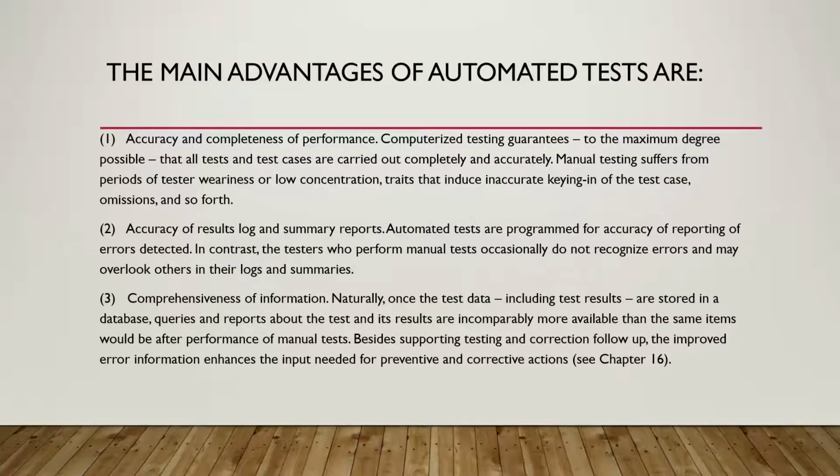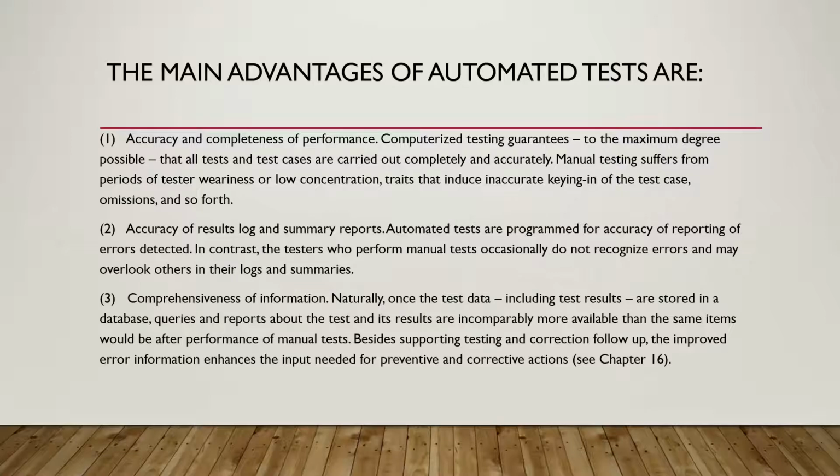The main advantages of automated tests are: number one, accuracy and completeness of performance. Computerized testing guarantees to the maximum degree possible that all the tests and test cases are carried out with complete accuracy. Manual testing suffers from periods of low concentration that result in inaccurate keying in, test case omission, and so forth.